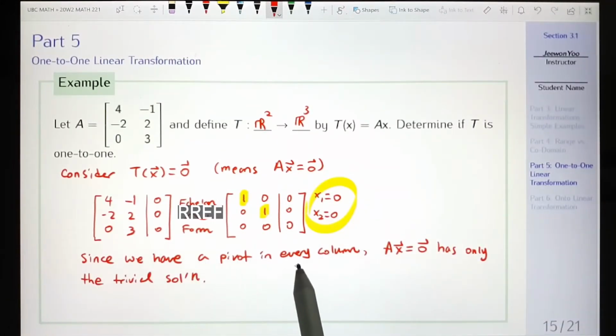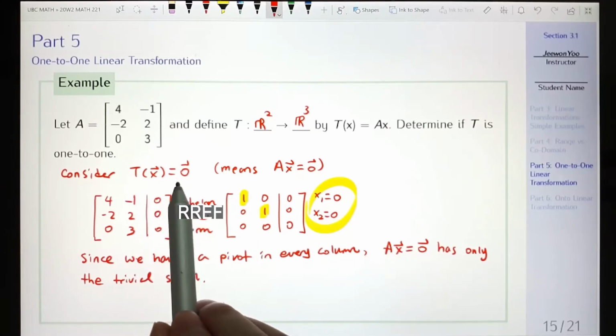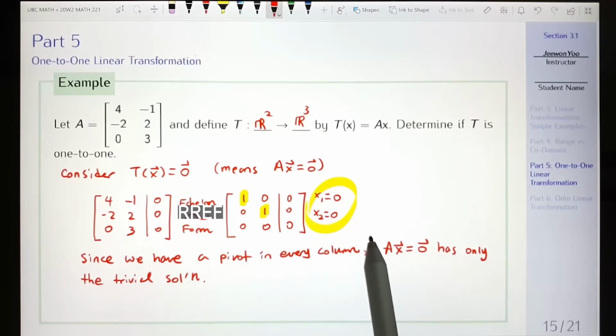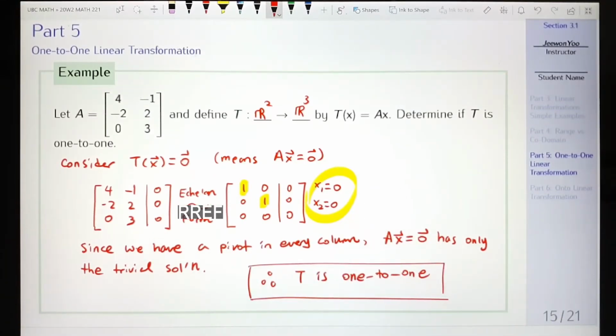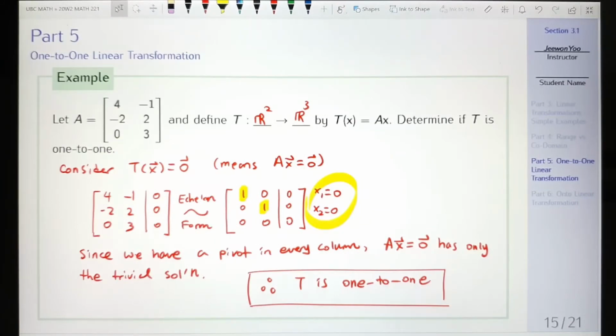Since we have a pivot in every column, the equation T of X equal to 0 has only the trivial solution. T is one-to-one. Okay, this is the end of examples about one-to-one linear transformations.